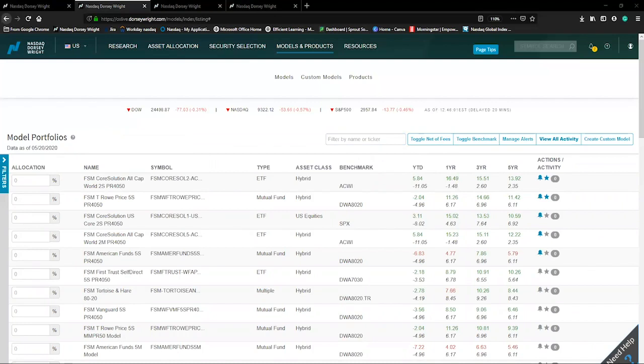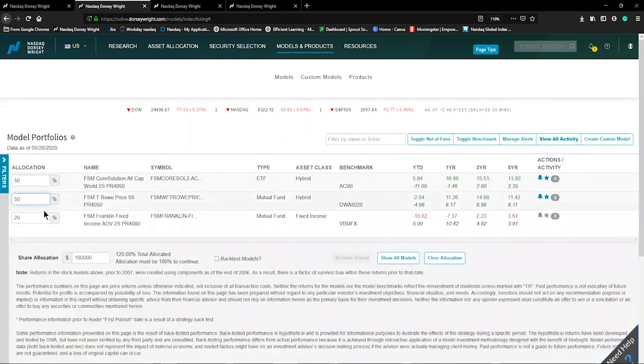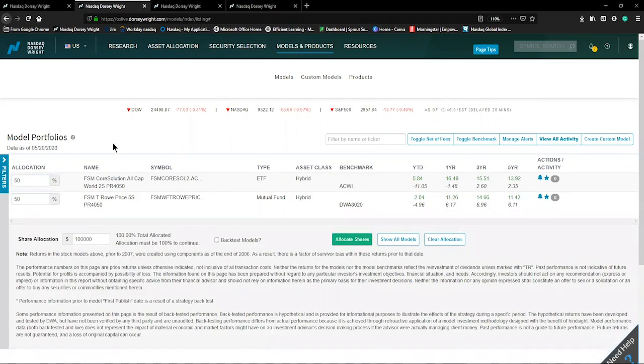And as we've touched on here, you do have the ability to use that allocation column on the far left-hand side of the page and set up your own allocations to whatever models you're looking to use, if you'd like to. You can enter in that custom allocation on the left. Let's say, as we see here, we have 50% exposure towards the Core Solutions and 50% exposure towards the T. Rowe Price. You would have a similar approach as with the holdings: you enter in your amount to invest and then allocate the shares accordingly.